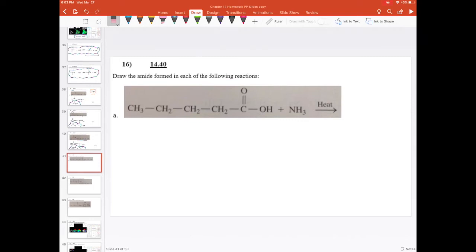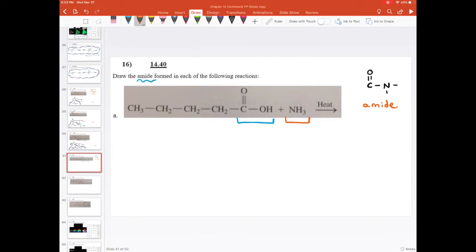Chapter 14, Exercise 16, is asking you to draw the amide formed in each of the following reactions. And just to recap, an amide is a functional group where you have a carbon double bonded to oxygen, single bonded to an amine. That altogether is an amide. Now here, you can create amides when you react a carboxylic acid with an amine.